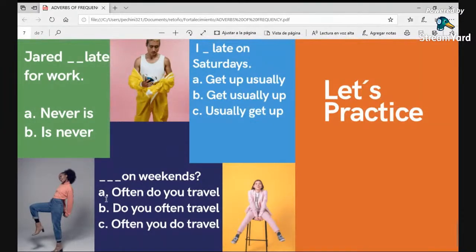Now let's move on to the navy blue square. How can you complete this idea? We have blank on weekends. Letter A, often do you travel? Letter B, do you often travel? And C, often do you travel? What do you think is the most appropriate option to complete this idea?